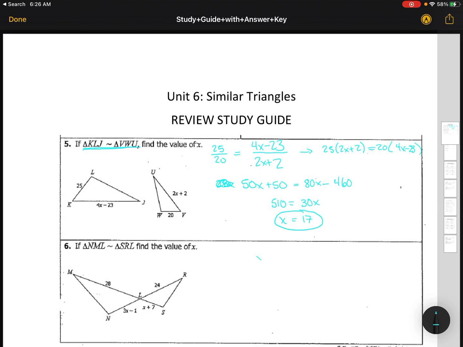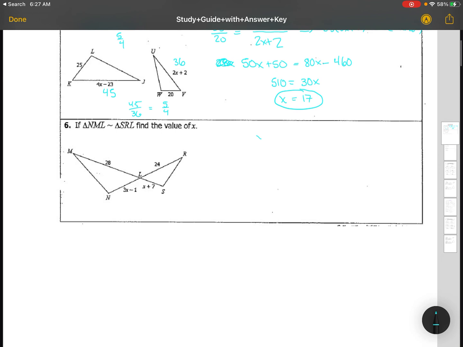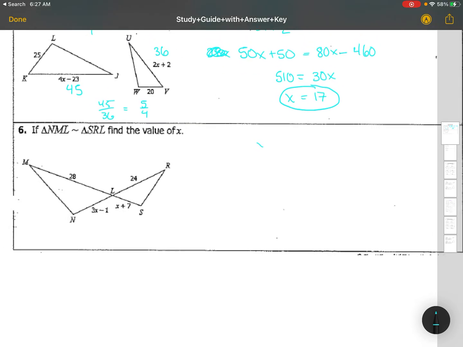Go back and substitute in 17. So that's going to give us 2 times 17 is 34 plus 2 is 36. 4 times 17 is 68. 68 minus 23 is 45. So then 25 divided by 20 simplifies to be 5 divides into both of those. So 5/4. And 45 over 36, 9 divides into both. So we also get 5/4. So that's how we know our answer is correct.